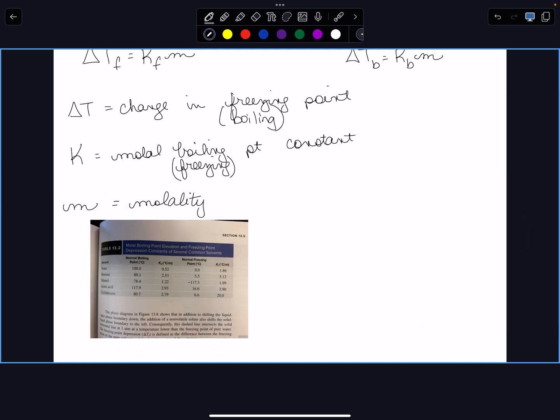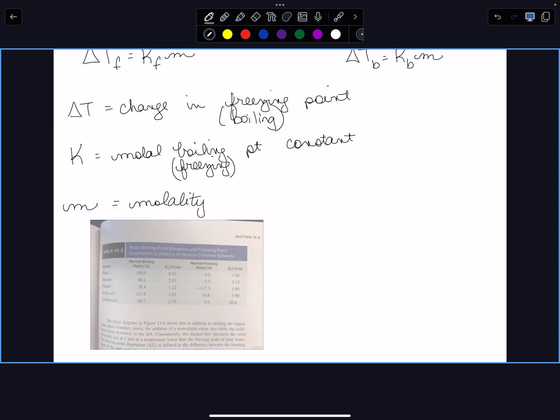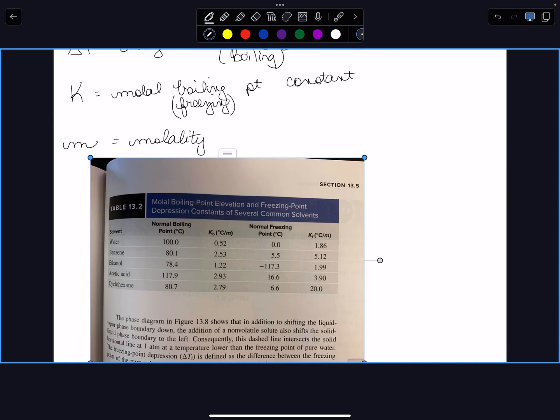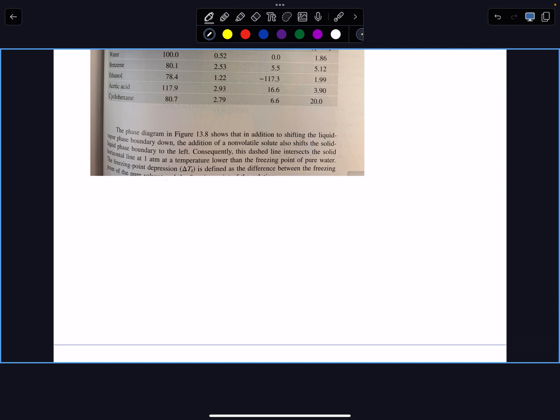Okay, so let's look at number 2. Automobile antifreeze consists of ethylene glycol, which is C2H6O2. It's antifreeze. Calculate the boiling point and the freezing point of a 25% by mass solution of ethylene glycol in water.